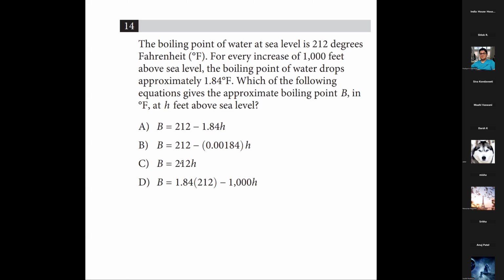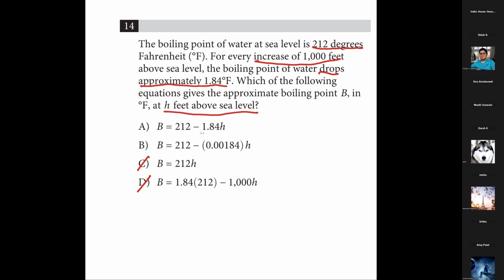Okay, so question 14. We have a base of 212 degrees Fahrenheit, which is the initial, so we have to have 212 as the initial. And then for every increase in 1,000 feet, the boiling point of water drops approximately 1.84 degrees Fahrenheit, so it should be minus a number. And then we're given H is feet above sea level.